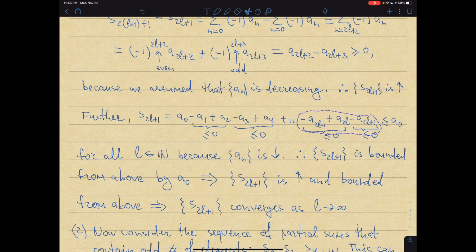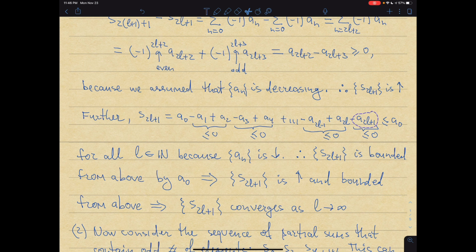What I can see here is that because a_n is decreasing, a1 must be larger than a2. So minus a1 plus a2 is non-positive. Likewise, a3 is bigger than a4, so minus a3 plus a4 is negative. And I can continue like that, and the last three terms, minus a_{2l-1} plus a_{2l}, again is negative because a_{2l-1} is larger than a_{2l}. And then a_{2l+1} I'm subtracting, so this is negative.